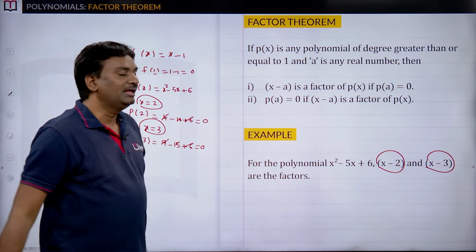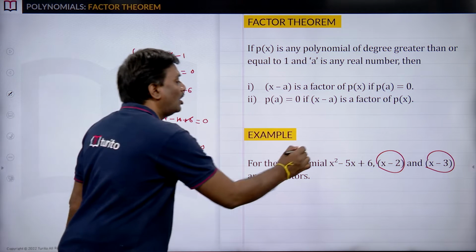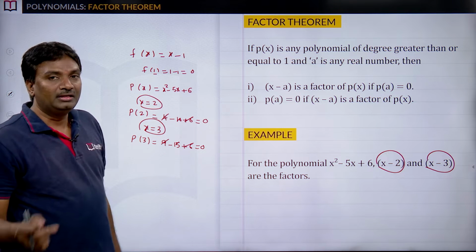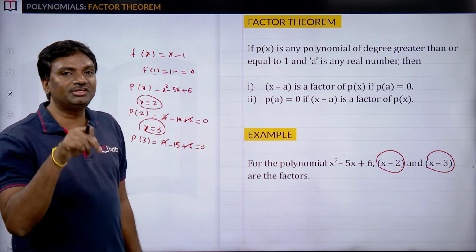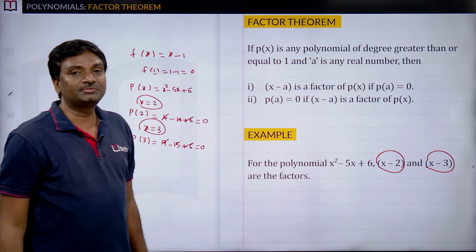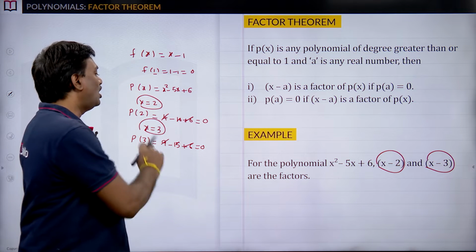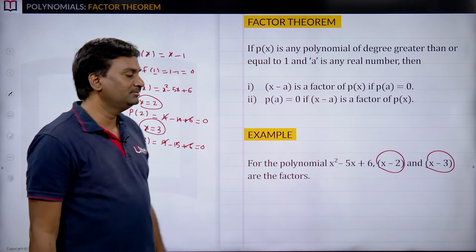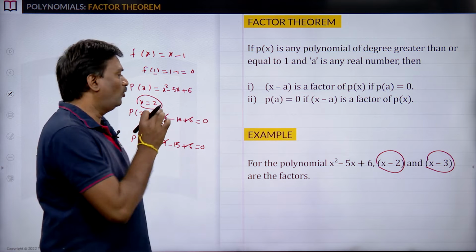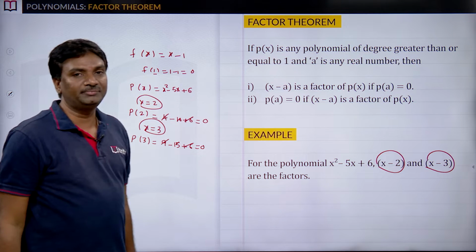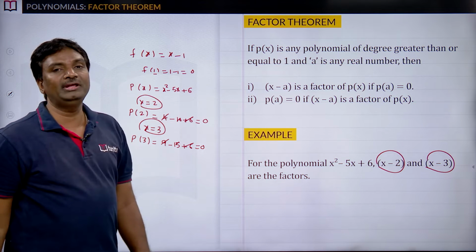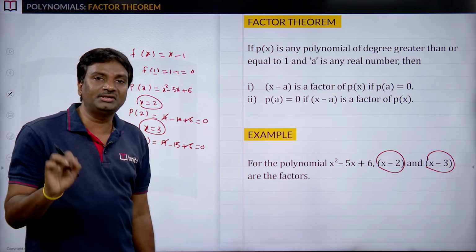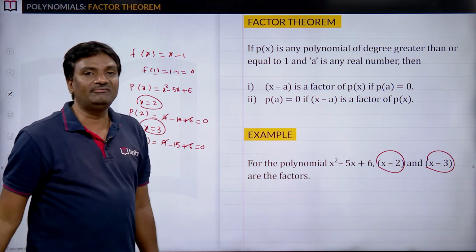That is why we can say x equal to 2 and x equal to 3 are the zeros of the polynomial x square minus 5x plus 6. If x equal to 2 and x equal to 3 are zeros, it means x minus 2 and x minus 3 are the factors of the polynomial x square minus 5x plus 6. Very simple. Only x equal to 2 and x equal to 3 satisfy the polynomial, meaning that by substituting 2 and 3 only, after simplification you will get 0.